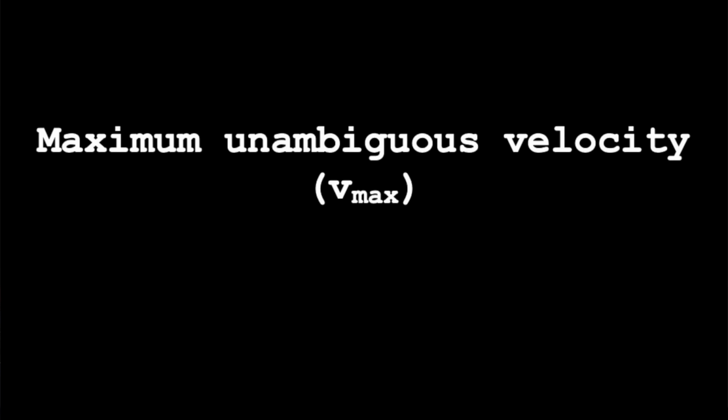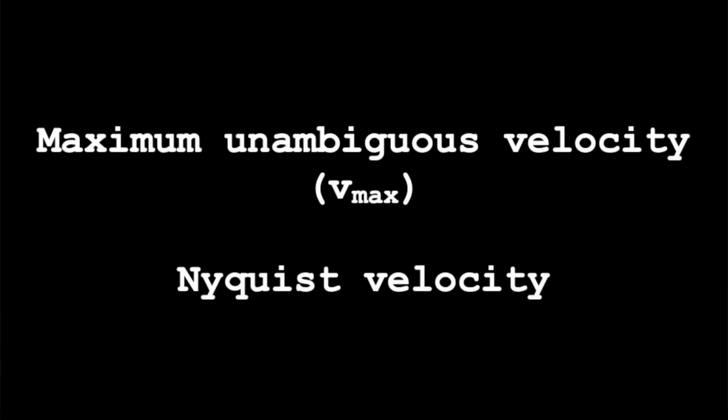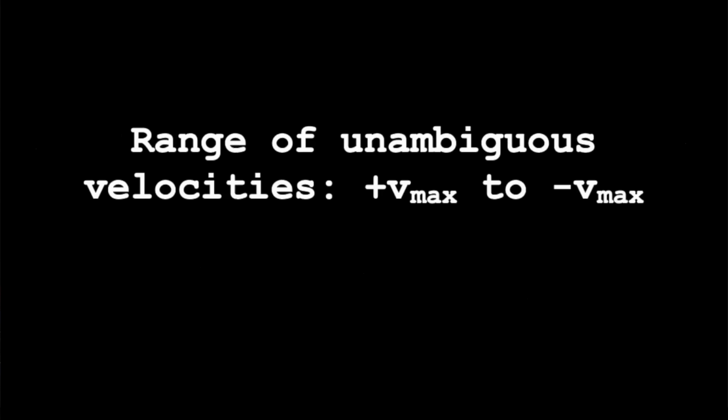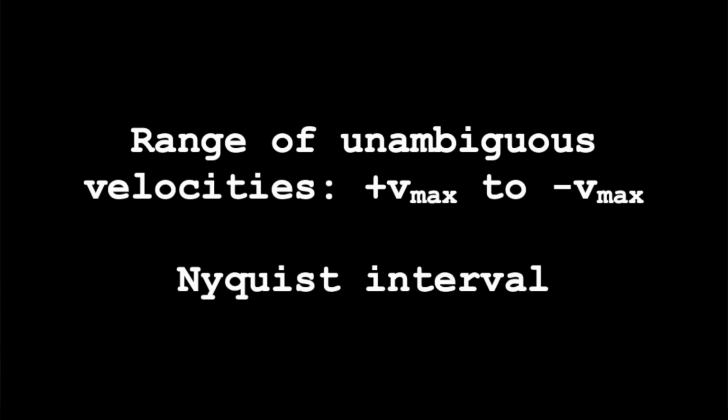Because it applies to both inbounds and outbounds, the maximum unambiguous velocity, which is also called the Nyquist velocity, dictates the range of velocities that can be observed without this ambiguity. In other words, velocities that fall between positive and negative Vmax will be estimated accurately in velocity data. This range is called the Nyquist interval. Sometimes, winds within a TVS can be so intense that they exceed the Nyquist velocity, which causes them to exhibit much different velocities on radar than they actually have.